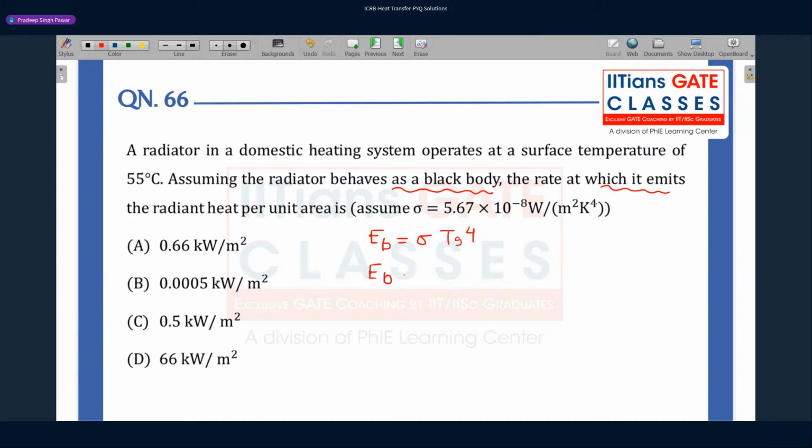So E_b will be what? Sigma is 5.67 into 10 to power minus 8. Temperature is 55 degree, so substitute here 328 to the power 4. Let's calculate how much we get as an answer. So we get an answer as 656 watt per meter square, which is nothing but 0.66 kilowatt per meter square. Answer is A. Let's move to the next problem.